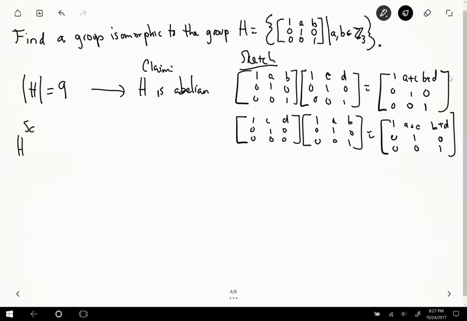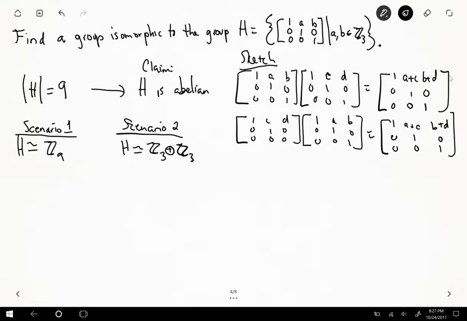you have one of 2 scenarios. Scenario 1, H is isomorphic to Z9, that's our natural one, or scenario 2, H is isomorphic to a direct sum of Z3s, or a direct product, however you want to say it when we're finite.